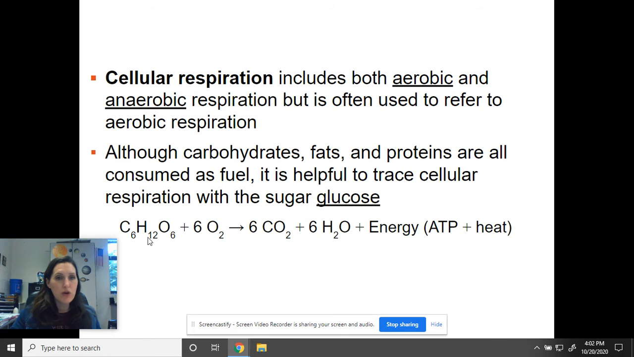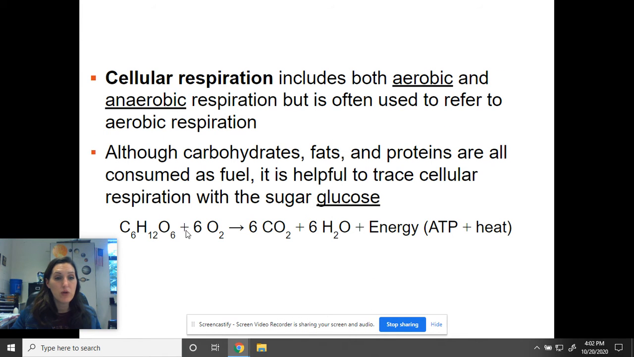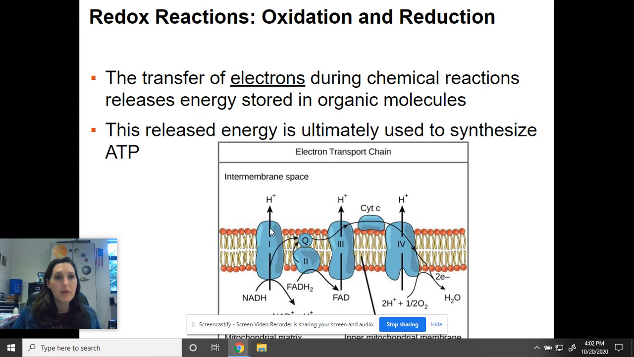All right, we're going to use glucose, even though all carbs, fats, and proteins can be broken down as fuel. We're just using glucose to make it simpler. I know, this is simpler. Can you believe it? We're going to use glucose for this, okay? But memorize. Glucose comes in, C6H12O6 plus 6O2, yields 6 carbon dioxide plus 6 water plus energy. You have to memorize that.